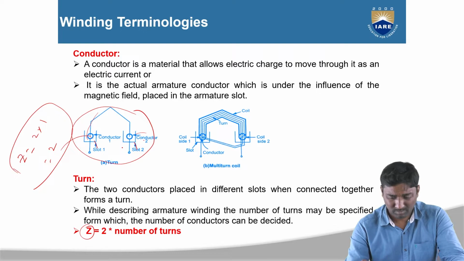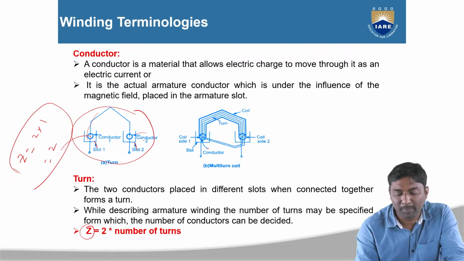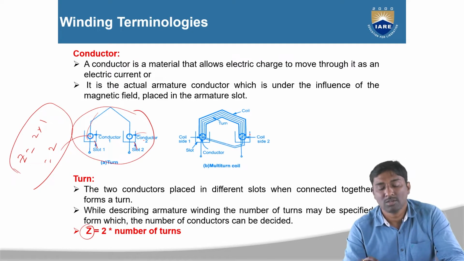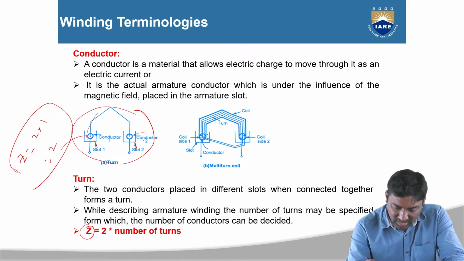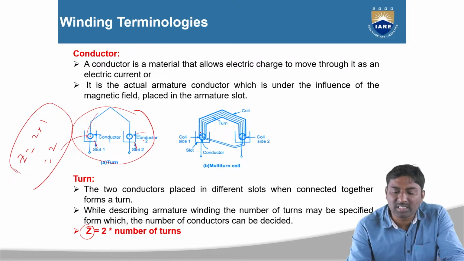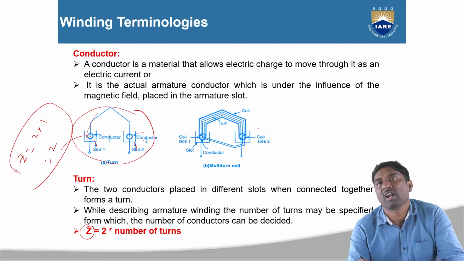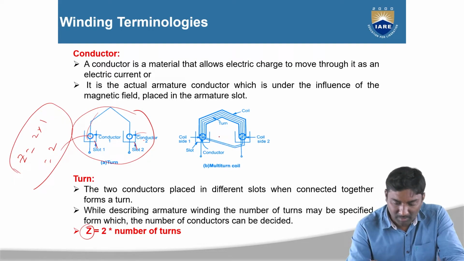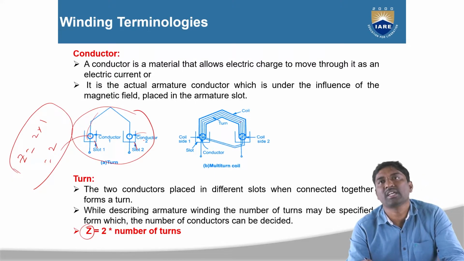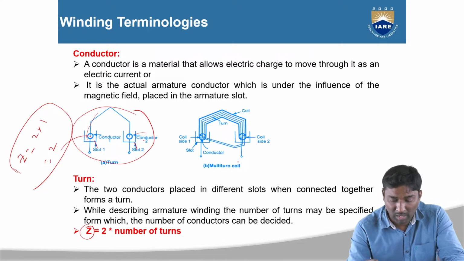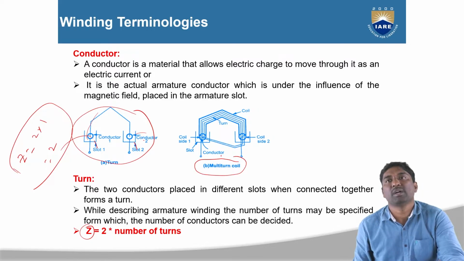Now we can decide on the multi-turn coil. Again, I am placing conductor 1 in slot 1 and conductor 2 in slot 2. Here, more than one turn is connected from one coil side to another coil side. You can observe that this is the turn, and the total number of turns is called a coil. This is called a multi-turn coil.